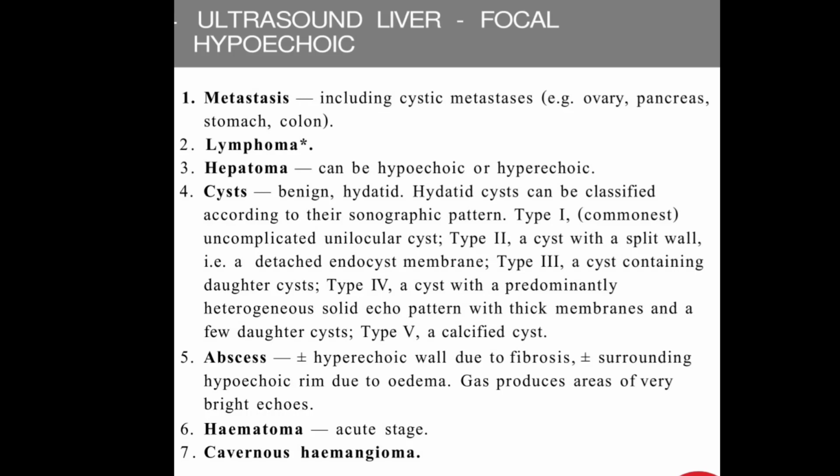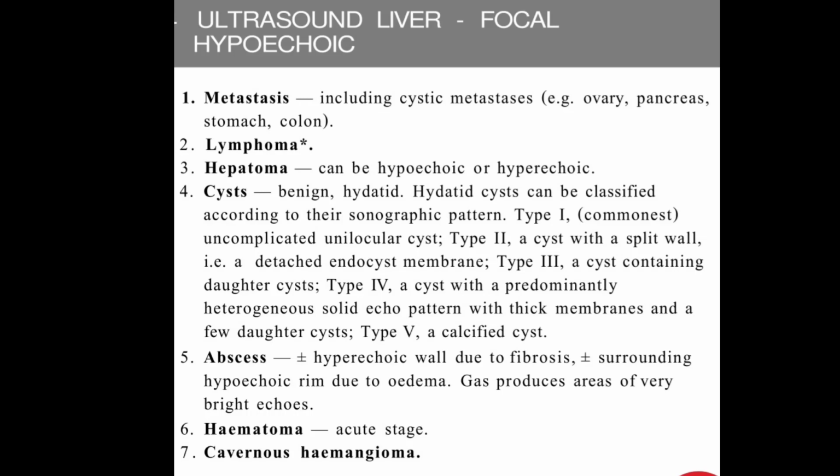Abscesses usually appear hypoechoic. It has a hyperechoic wall, but centrally it will be hypoechoic because of the fibrosis. The wall will appear hyperechoic, but overall the lesion will look hypoechoic. There will sometimes be internal debris because of gas producing organisms. There will be bright echoes within it, but you should not confuse it with any other lesion. It would be an abscess, and an abscess usually appears hypoechoic on ultrasound imaging.